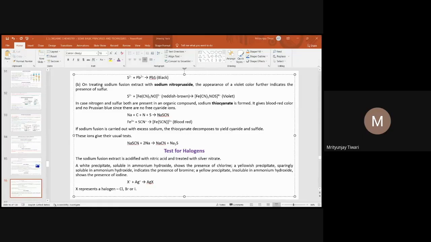The yellow coloration or precipitate indicates the presence of phosphorus. So this is sodium phosphate, and when you add nitric acid to it and the solution is boiled with the nitric acid, after the oxidation, the phosphorus present in the compound is converted to phosphate. If you have used sodium peroxide for the oxidation of the organic compound, you will see the formation of sodium phosphate.